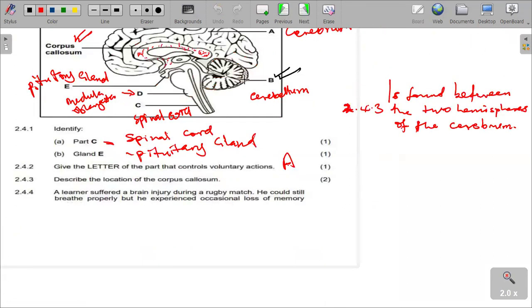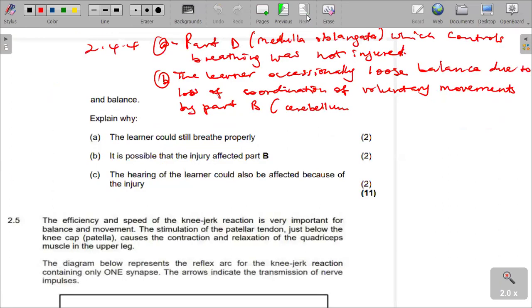As you can see there, we are seeing the learner occasionally lose balance. So because of that, coordination of balance is lost. What we can say is that the learner occasionally loses balance due to loss of coordination of voluntary movements by part B, which is the cerebellum. That is why we can say that it is damaged or injured, and that part B is injured.